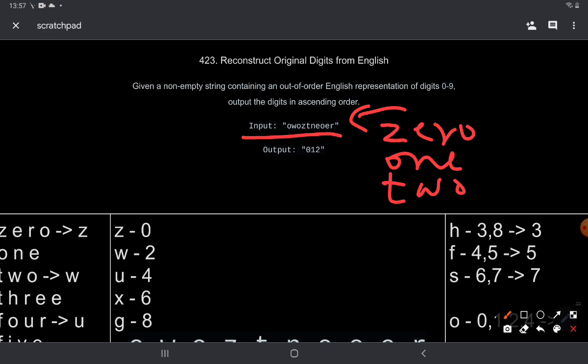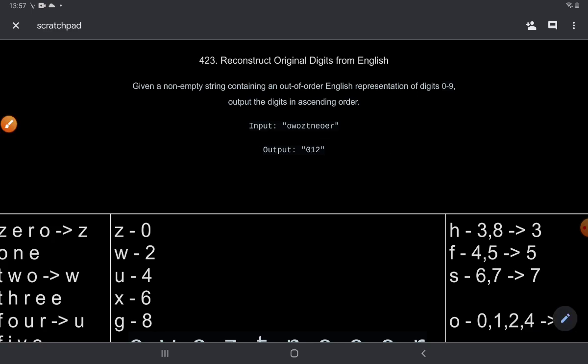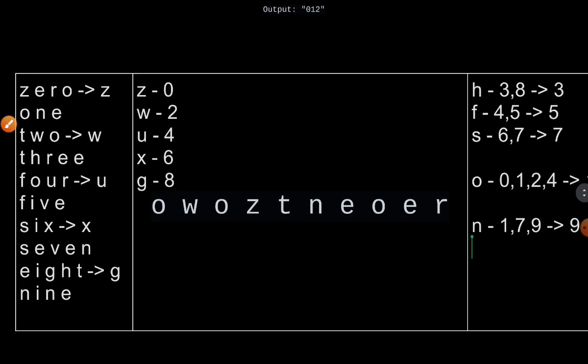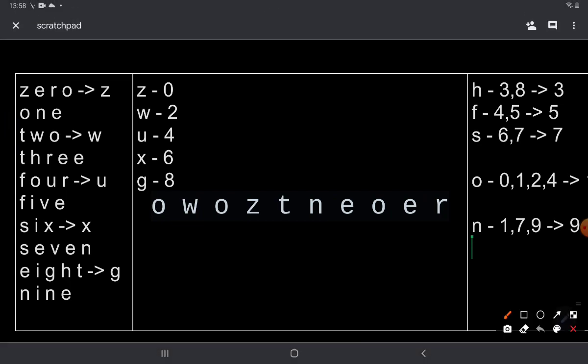So an interesting thing to observe in this problem is that the spellings of certain numbers have unique characters in them. For example, if you look at the spelling of 0, it has a unique Z in it, 2 has uniquely W, 4 has U, and 8 has G. So if our input has any of these characters, that is Z, W, U, and even 6 has X, so Z, W, U, X, and G, we can definitely say that it maps to these digits.